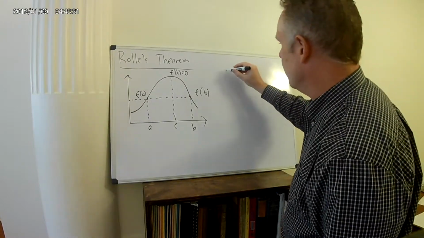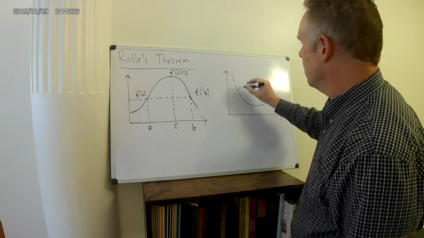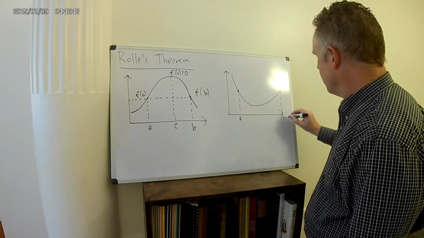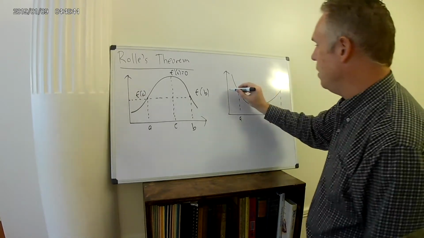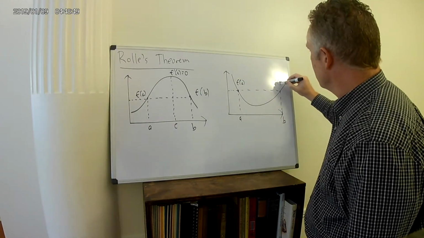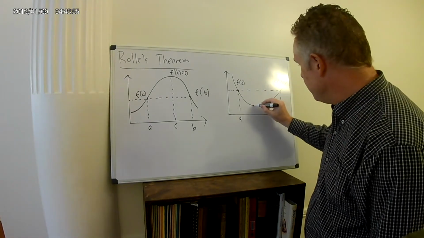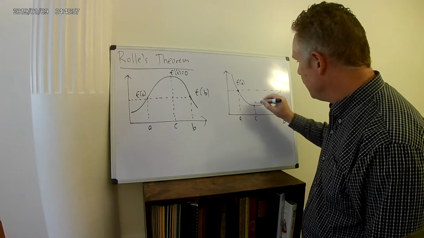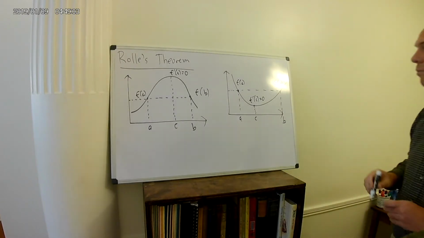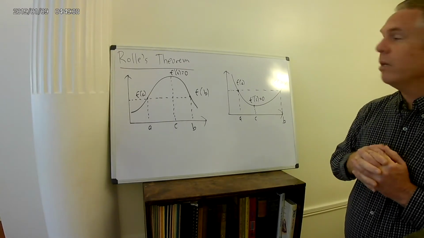Or we could have some other function. It might look like this. Okay, we have a point a and b. And again, this is f of a, this is f of b, where the value of the function is the same at these two points, and there must be some point c, it looks like it's about right there. There must be some point c where f prime of c equals 0. So this theorem, I'm not going to prove it, but if you think about it, it really makes a lot of sense.